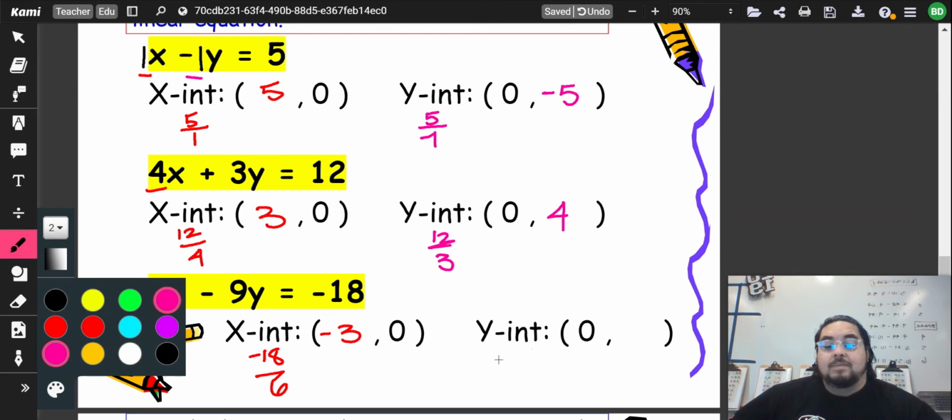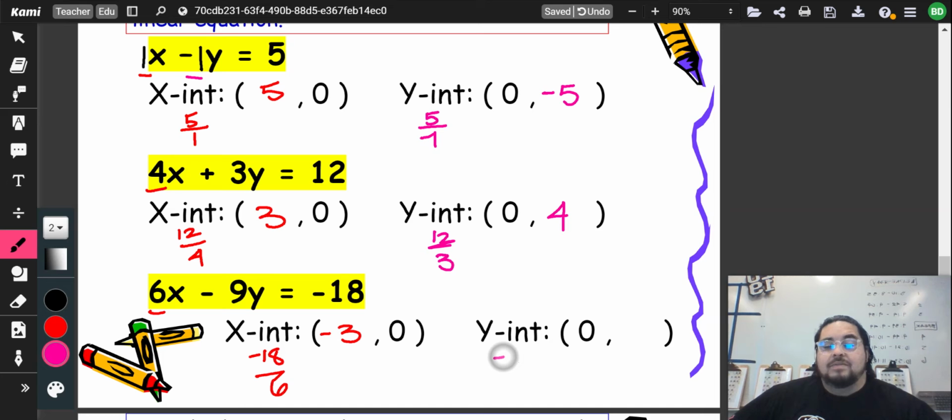For the y-intercept, I take -18 and I'm dividing that by -9. Now in this situation, the negatives are going to cancel out. So the negative divided by the negative makes it positive. 18 divided by 9 is going to give us 2.